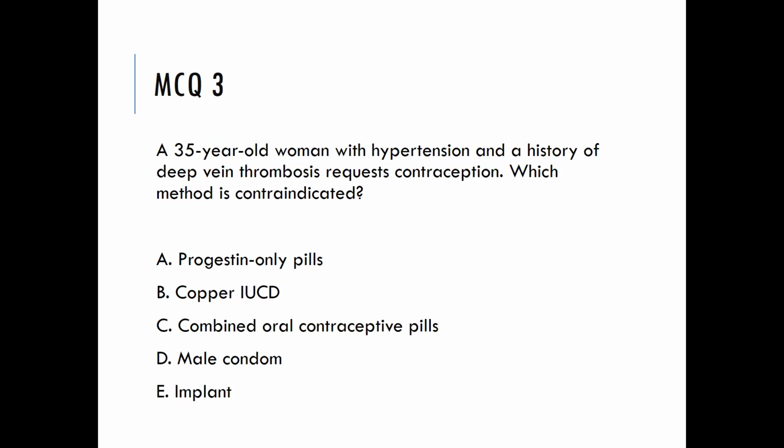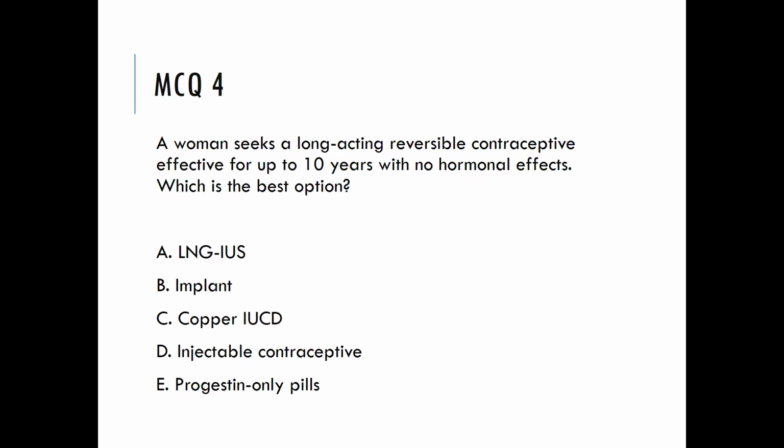Question number 3 is, a 35-year-old woman with hypertension and a history of deep venous thrombosis requests contraception. Which method is contraindicated? Option A, progestin only pills. Option B, copper IUCD. Option C, combined oral contraceptive pills. Option D, male condom. And option E, implant. C. Yes, option C is the right answer.